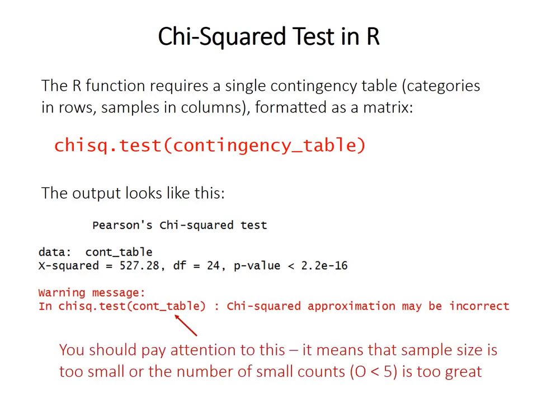You should actually pay attention to this warning message if you get it, because it means that the overall sample size is too small, or more likely that the number of small counts is too great. You should perhaps reconsider whether the chi-squared test is the most appropriate choice, or whether you can combine some of your samples to give you suitably large counts, or something along those lines.